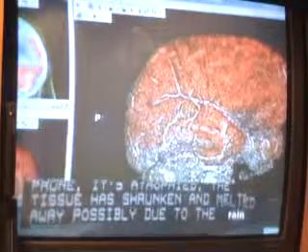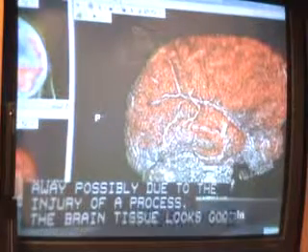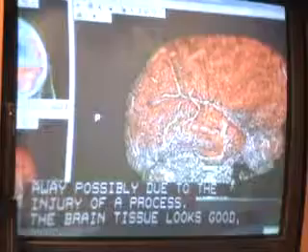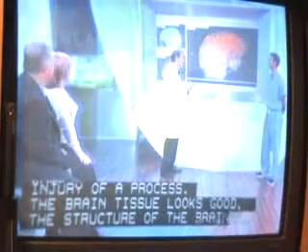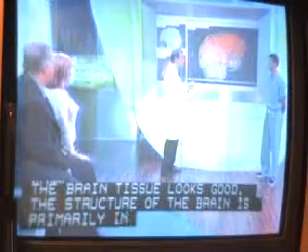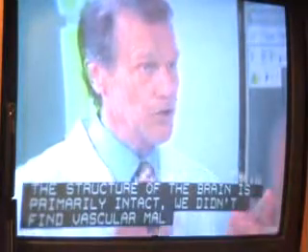That means the structure of the brain for Scott is primarily intact, and we didn't find any hidden abnormality like a vascular malformation. We didn't find any small tumors. We didn't find the footprint of prior strokes. So that's all good. That's a good sign.